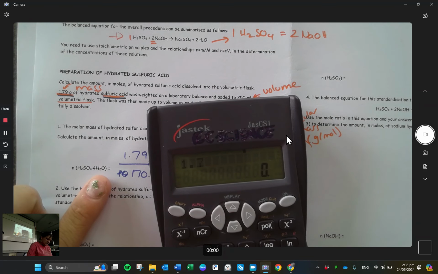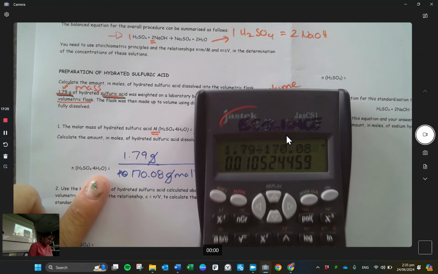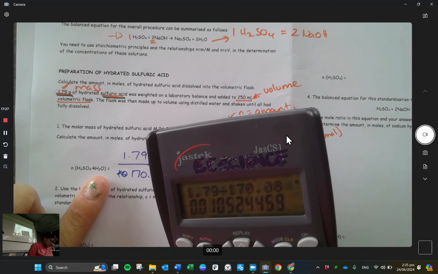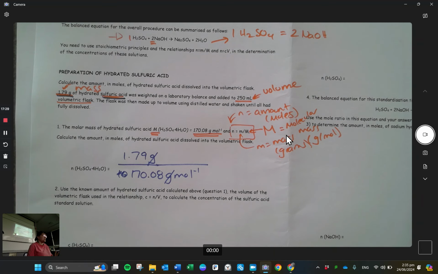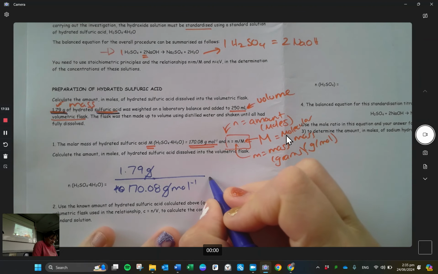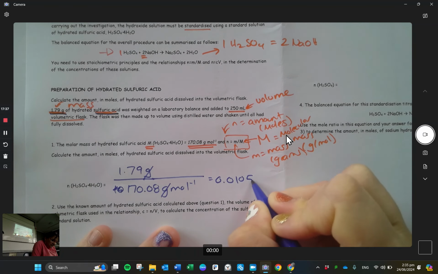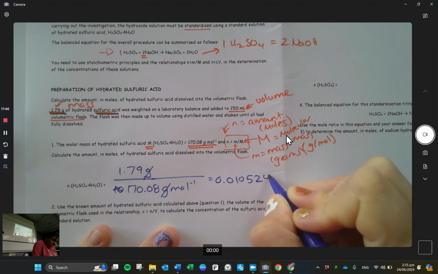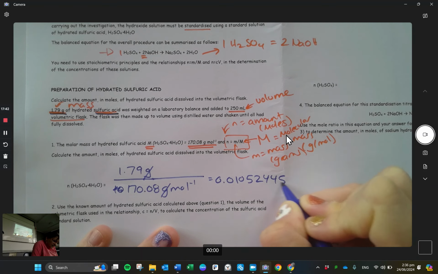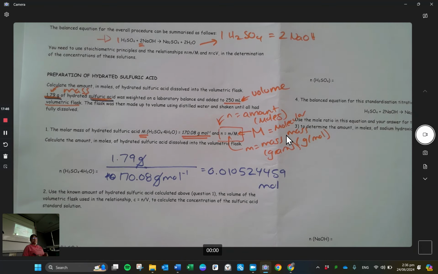So 1.79 divided by 170.08, and I get 0.0105, and then lots of different numbers there. Leave your numbers long, round at the very end. So 0.010524459, and then that's in moles now. Are we okay with that so far?